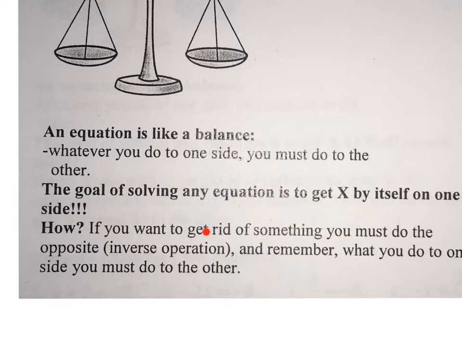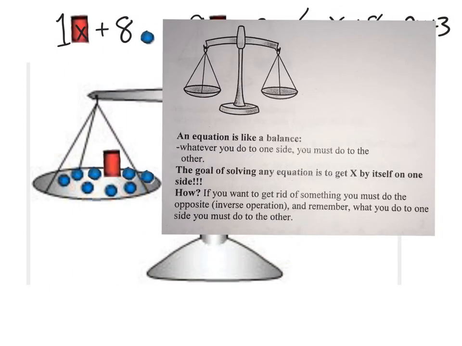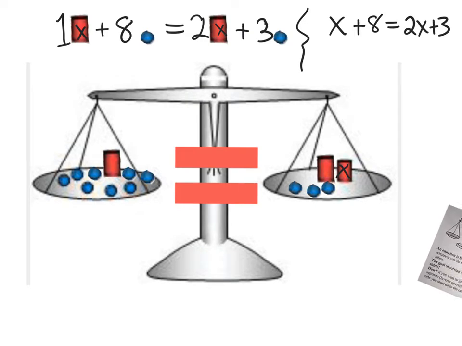So how do you do that? If you want to get rid of something, you must do the opposite, the inverse operation. And remember, whatever you do to one side, you must do to the other. So if you want to get rid of something, you do the opposite of it. If there's a fire, you're going to turn it off with water, the opposite, right?